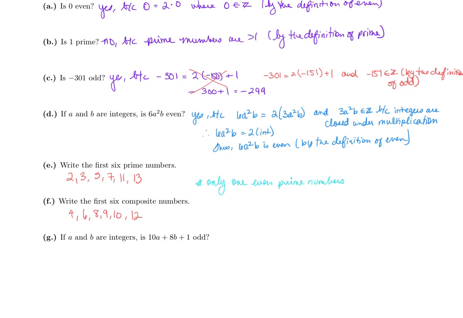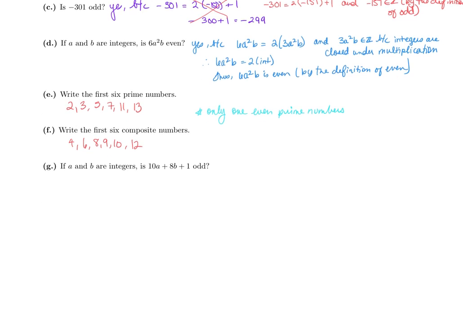Simply because as soon as you do the next even number, which is 4, now not only does it have multiples of 1 and 4, but also 2 and 2. So any other even number you're going to be able to factor out of 2, so it's no longer prime. So there's only 1 even prime number.